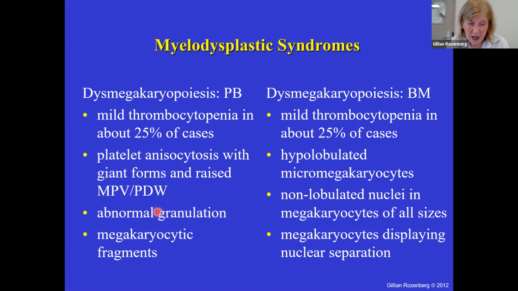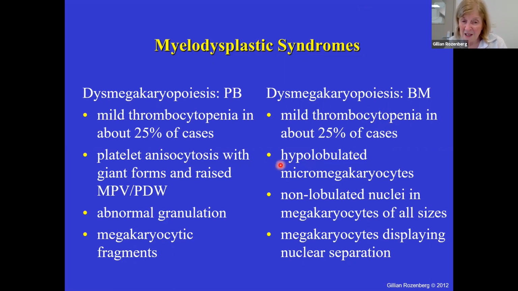So some may be a bit hypogranular. Some may have perhaps a little bit of extra granulation, but abnormal granulation will be a feature. And you may sometimes see megakaryocytic fragments on the blood film. So going to the bone marrow, dysmegakaryopoiesis in the marrow. There'll also be a mild thrombocytopenia in about 25% of cases in the marrow.